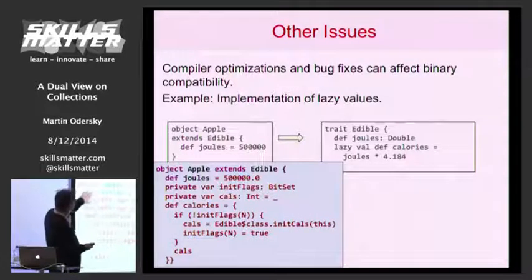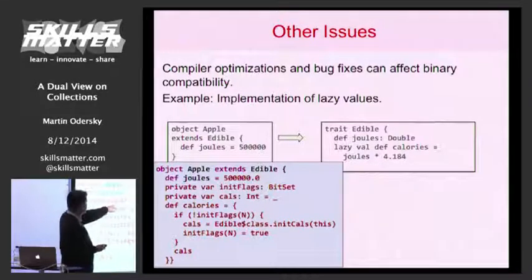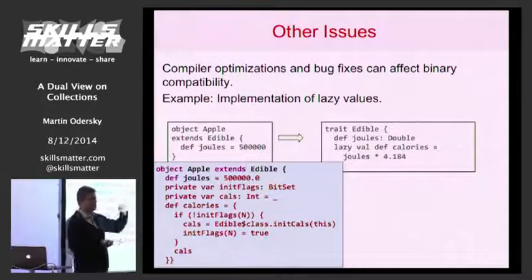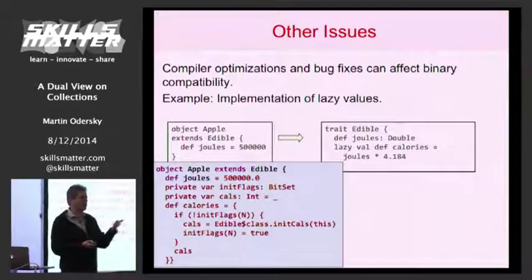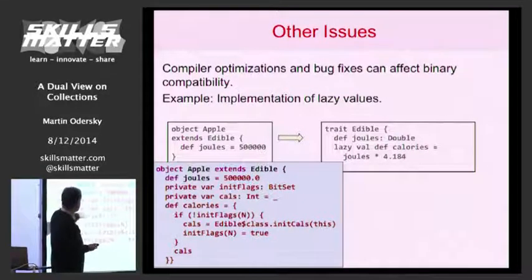But the essence of it is that we would need for that a bit set in Apple, which essentially contains for every lazy val a bit, whether the lazy val is initialized or not. And then we would also, for the lazy val, of course, have a variable that contains the eventual value of the lazy val. And then the getter, the actual method that accesses it, would check our bit set.